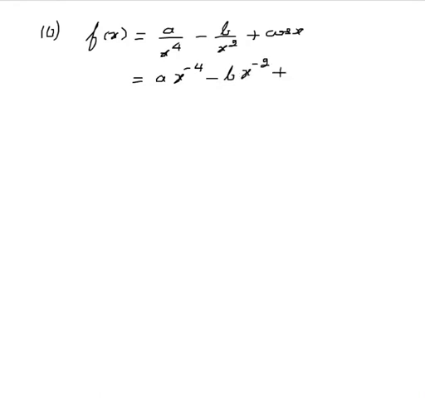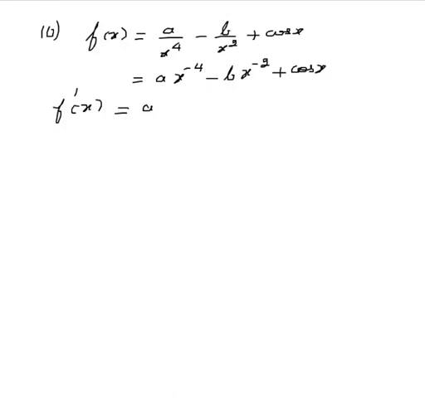Question 10. f of x is equal to a divided by x power 4 minus b divided by x square plus cos x. We can write the first terms as a times x power minus 4 minus b times x power minus 2 plus cos x. Now let us differentiate with respect to x.